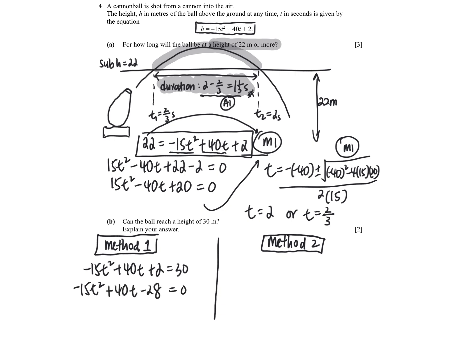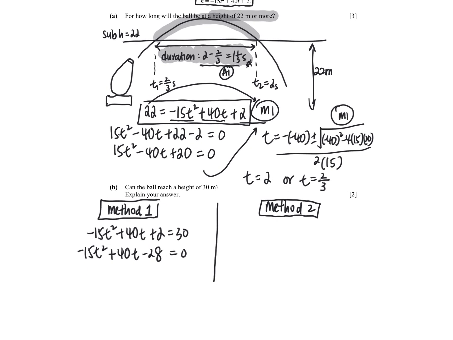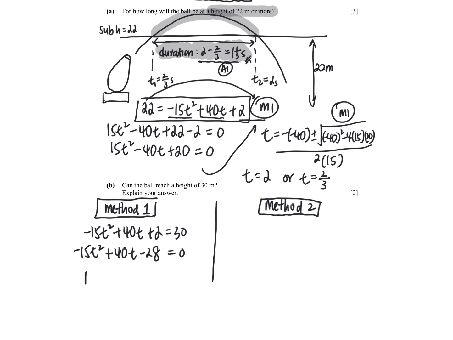Okay, part B, they want to know whether it is possible for the ball to reach a height of 30 meters. So I equate to 30 and I try to solve it. If you are sharp enough, you can just use the discriminant and prove that you have no real roots. Some of you just did this: b square minus 4ac, and when you calculate, it ends up as a negative number.